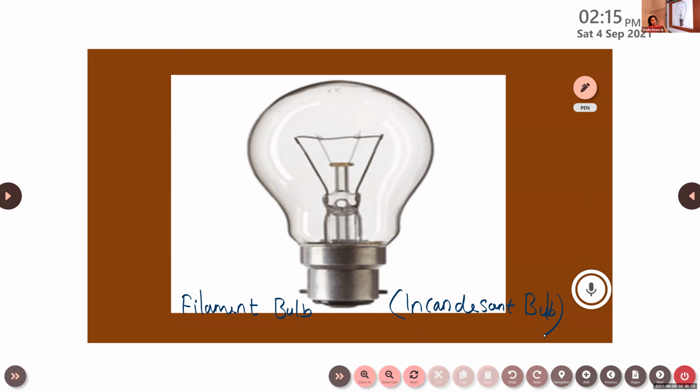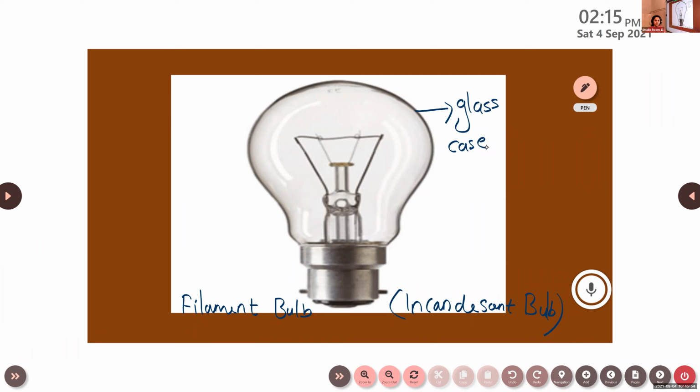So first of all, we can describe the structure of this incandescent bulb. After that, we can explain how it works on the principle of Joule's law of heating effect. Here we have the filament bulb, also known as the incandescent bulb. This incandescent bulb consists of an outer glass covering, or a glass case.